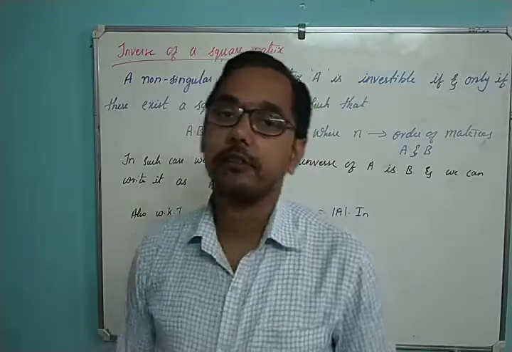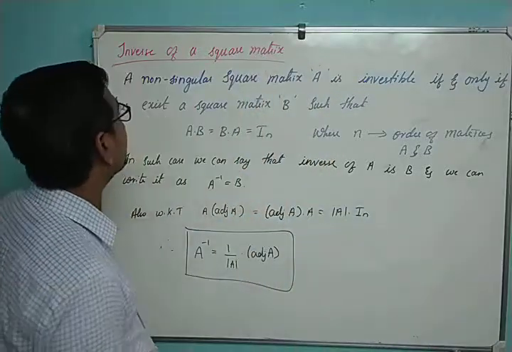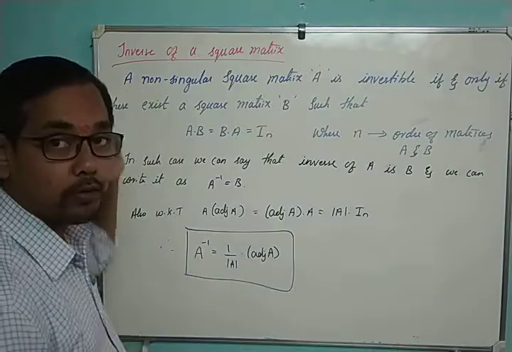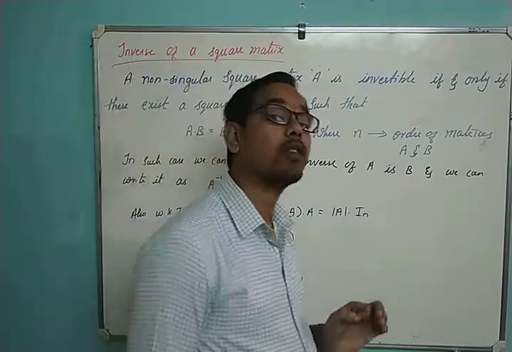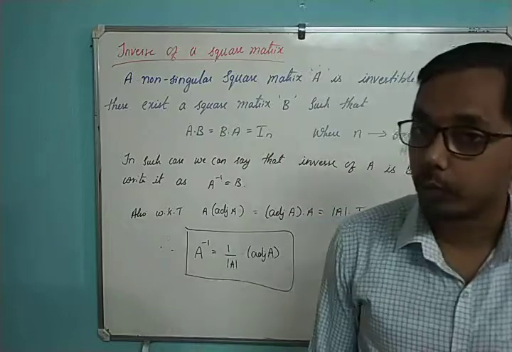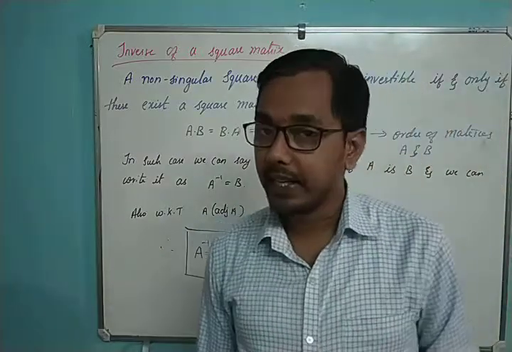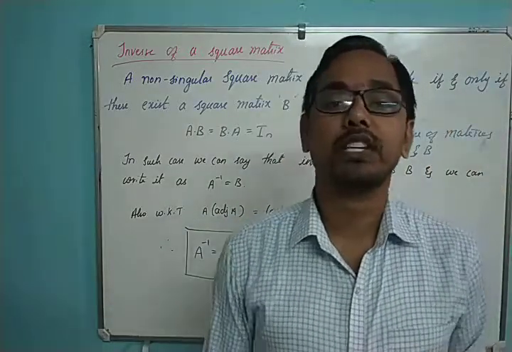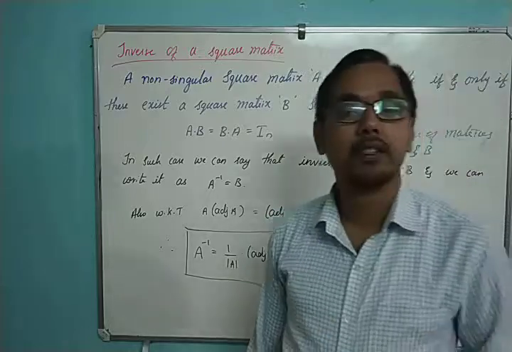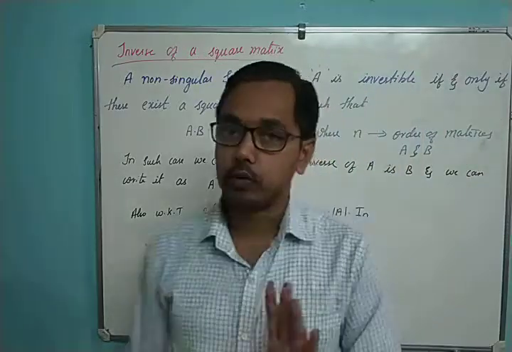So let's see what the definition says. A non-singular matrix, this is also very important. What is a non-singular matrix? Determinant of A should not be equal to 0. If determinant of A is equal to 0, then there is no existence of an inverse. That is also one important thing.